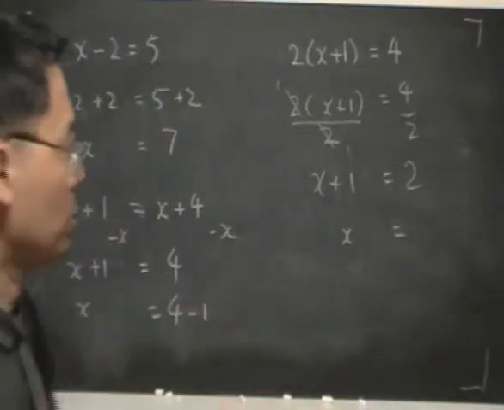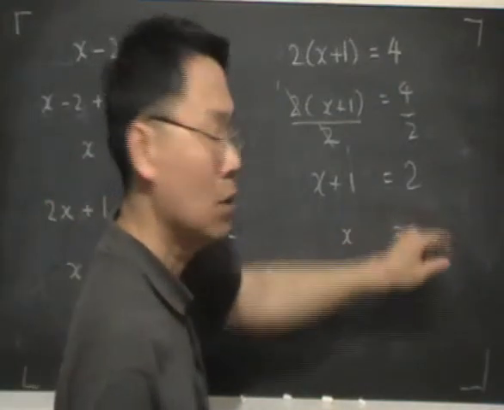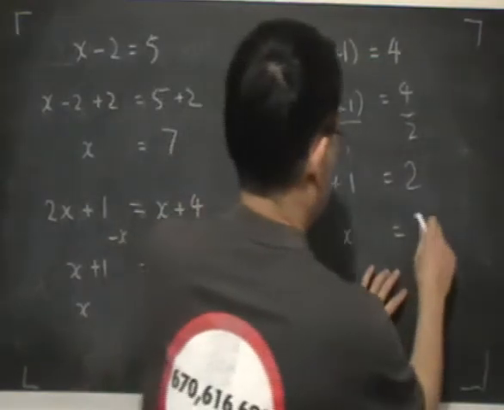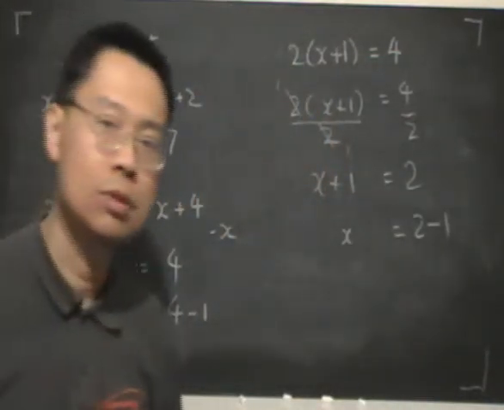Okay, and if we follow the rule, I would subtract 1 from both sides. That gives 2 minus 1, which is 1.